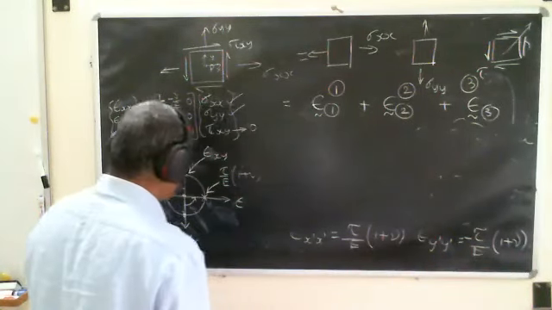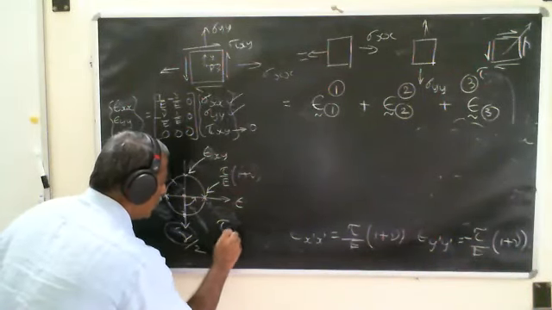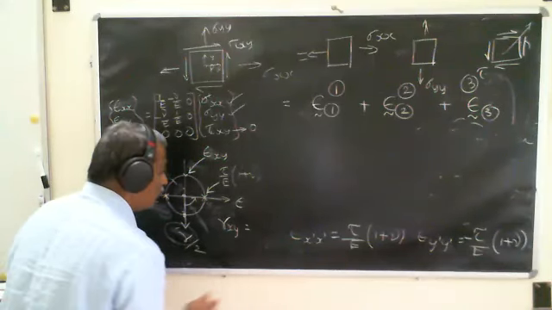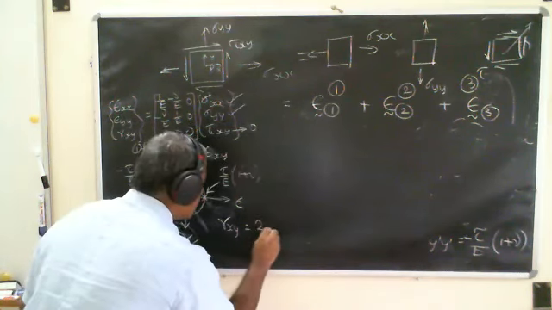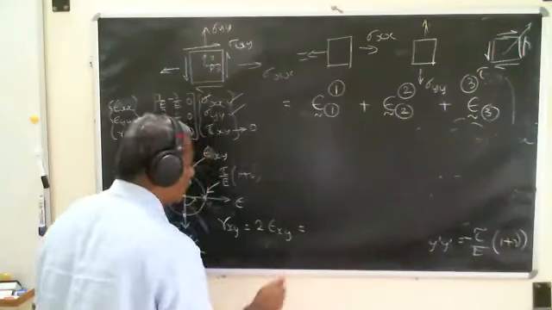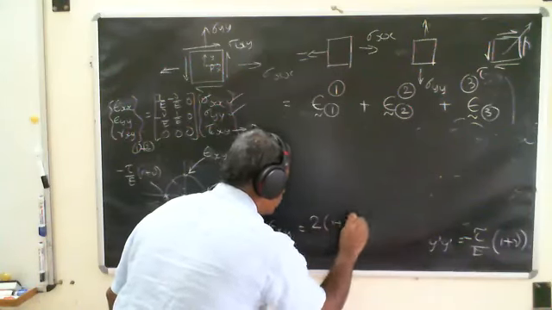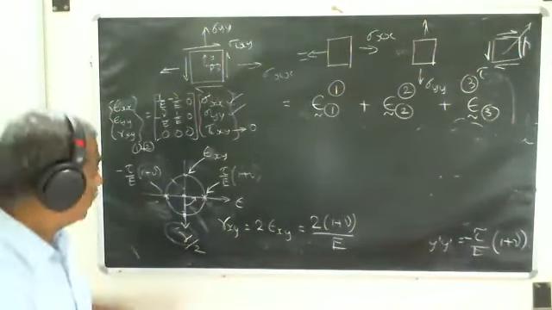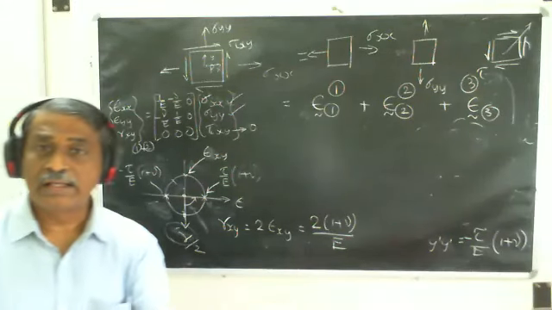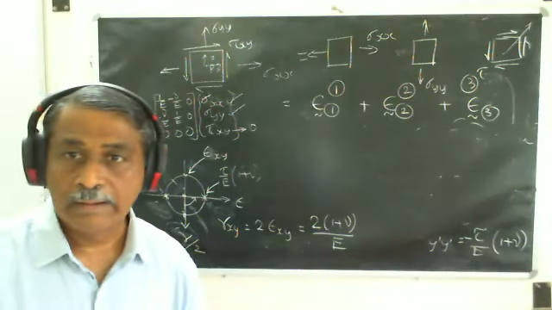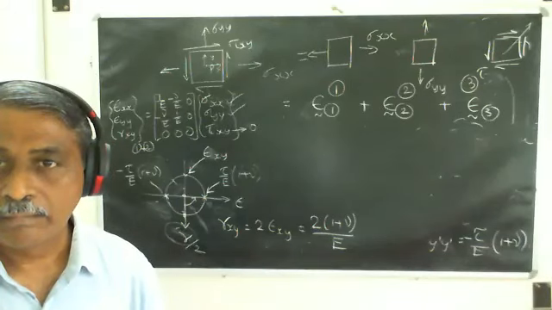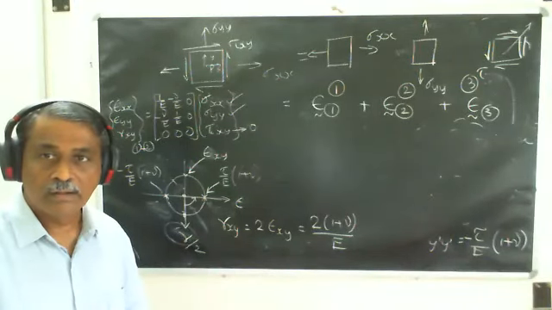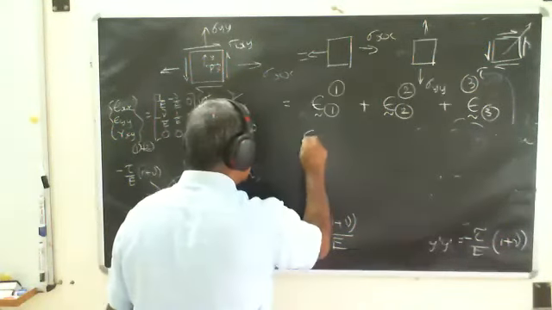So what I get now is gamma xy, which is equal to twice epsilon xy, is equal to 2 times 1 plus mu divided by E. Got it? Right? And on this axis, what is epsilon xx and epsilon yy? 0. 0. So I'm now going to write that now.